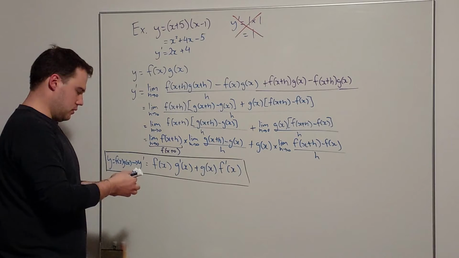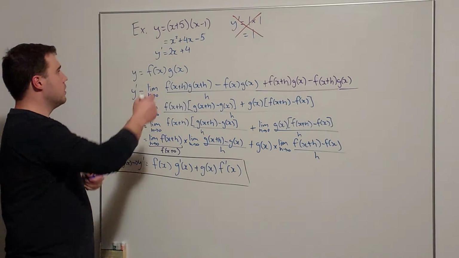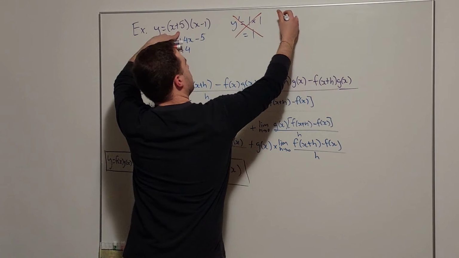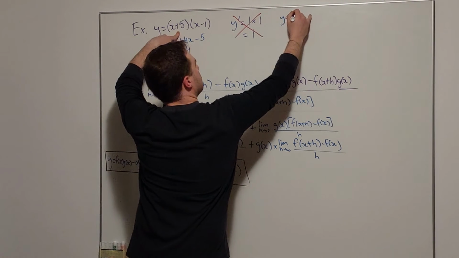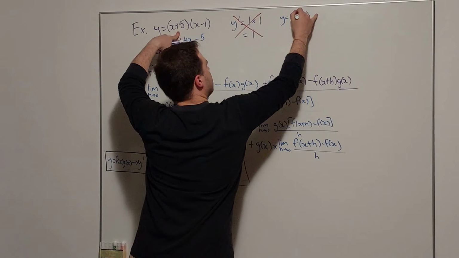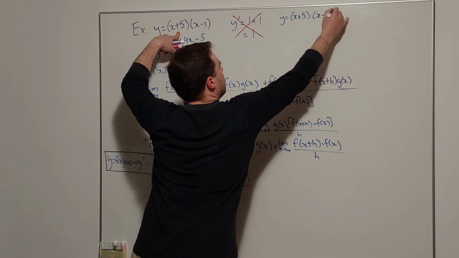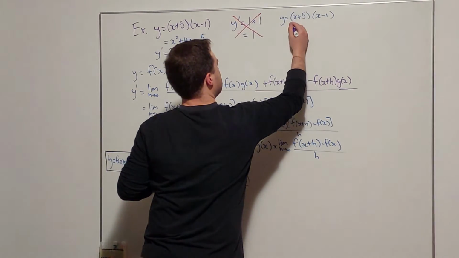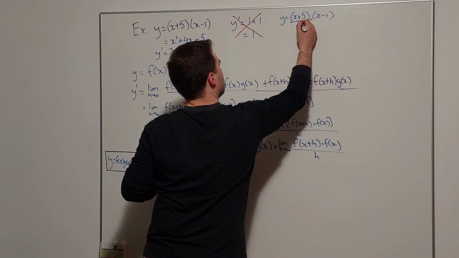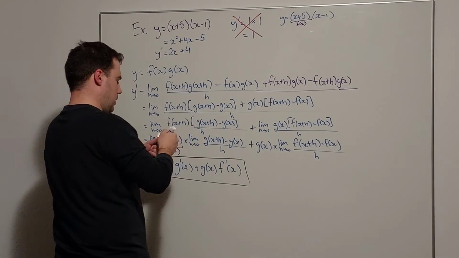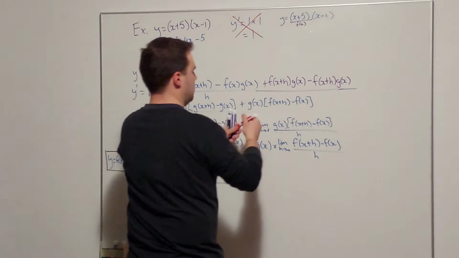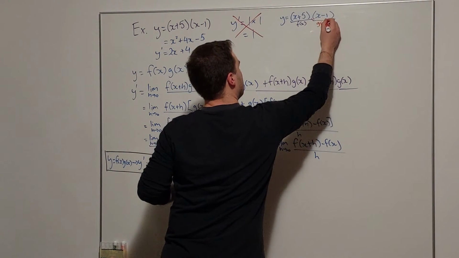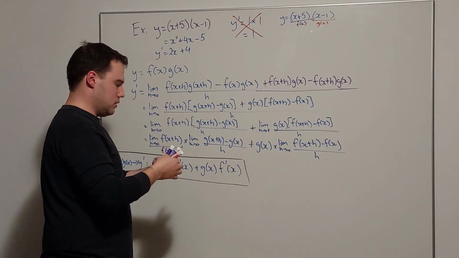Okay, so let's try using the product rule here. We've got our first product here. I'll write it out again. y equals x plus 5, x minus 1. So this bit here is our f of x function, and it's red. This one here is g of x.